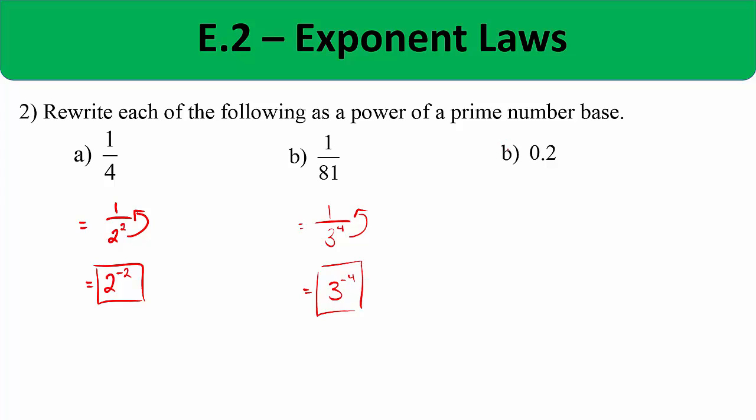Now here, b, which of course should say c, the third example, we have 0.2. Now this isn't a fraction, but we know that 0.2 as a fraction is the fraction 1/5. So we already have a prime number in our denominator. So if we want to write this as a prime number raised to an exponent, if we move this to the numerator, we have to realize that that exponent of 5 is 1, 5 to the power of 1. So we rewrite that as 5 to the power of negative 1, and we have an equivalent value.